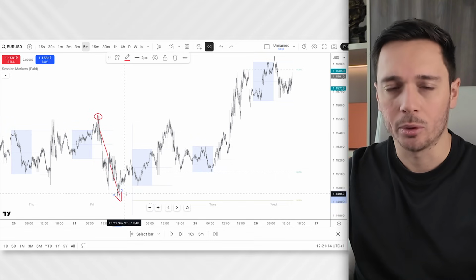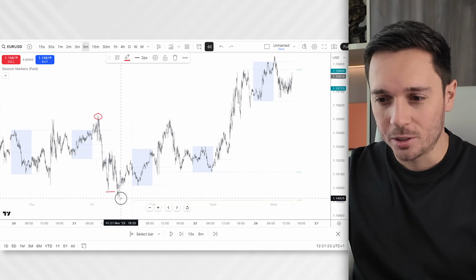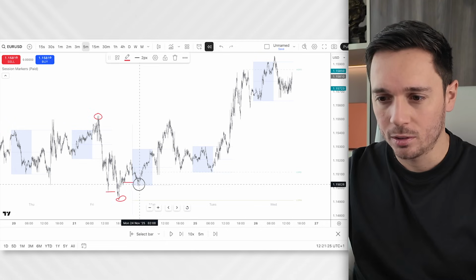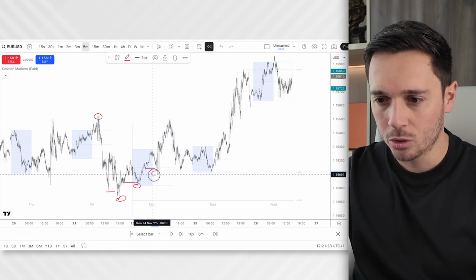Always select that point in price. If you come to these lows in here, you will see it's the same thing. It also made an inducement.